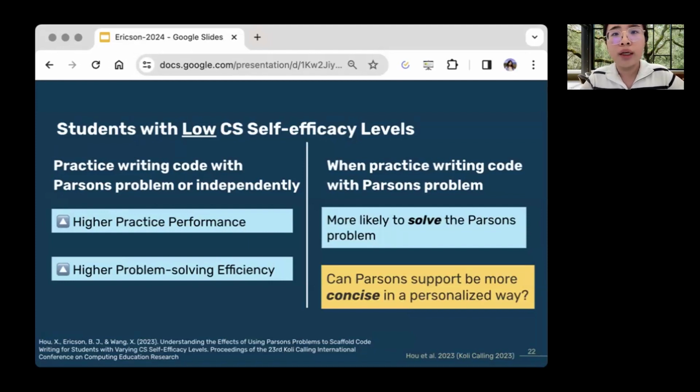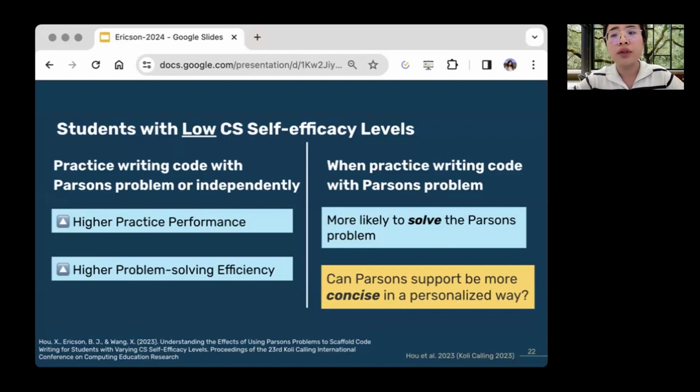So we ran a between subject study for students. One group has Parsons support when finishing the write code practice, and the other has to write the code independently. We discovered that students who had lower self-efficacy levels in computer science show significantly higher performance in write code practice and problem-solving efficiency when they received a Parsons problem as support during their practice sessions, compared to those who had to write code independently.